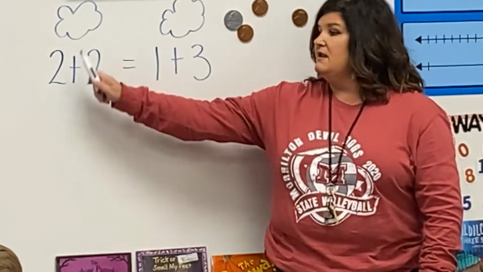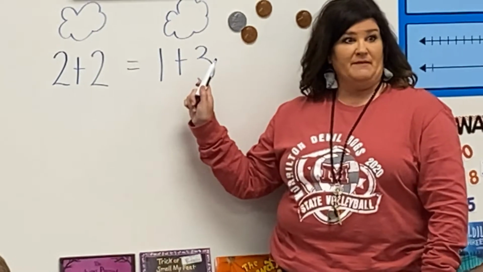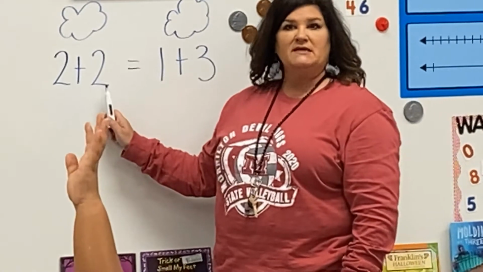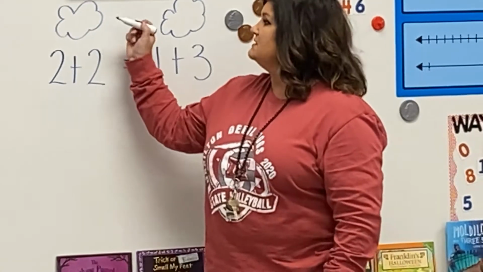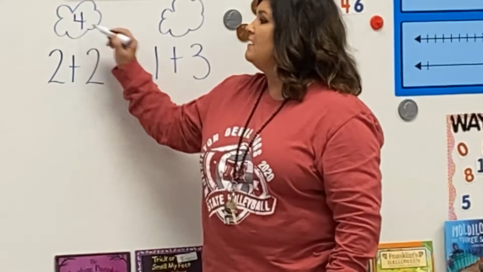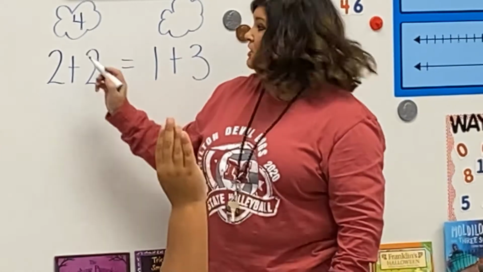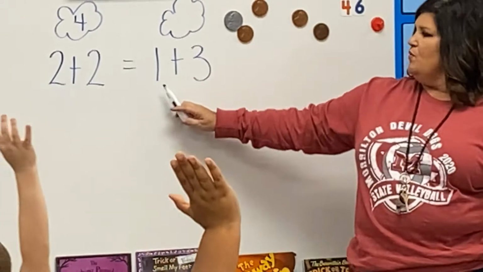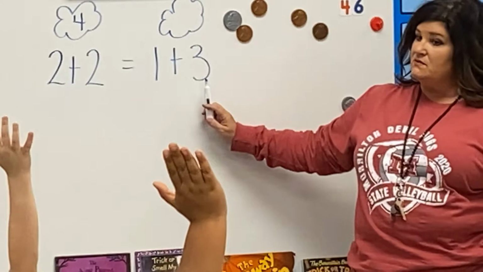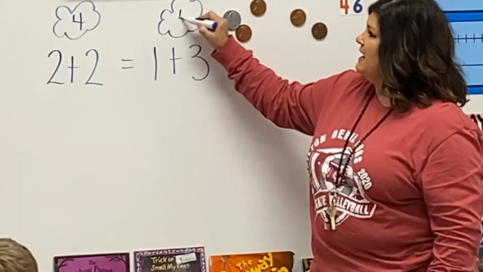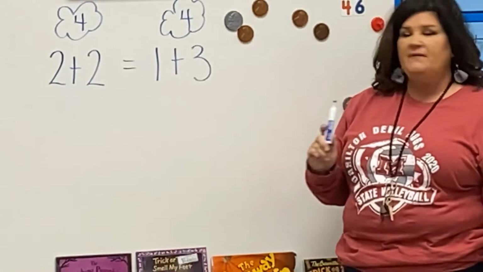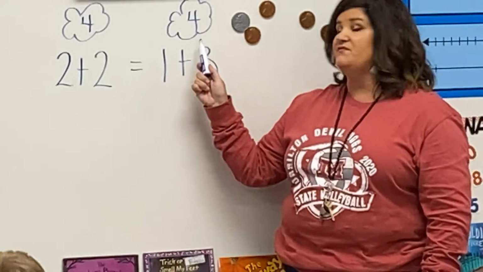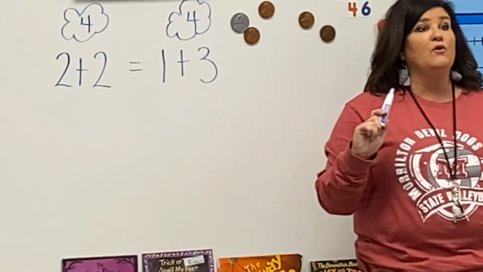We have number problems on both sides, don't we? Somebody raise their hand. Tell me what 2 plus 2 is. Easton. 4. So we can put it up in the little cloud. Or if there isn't a cloud up there, you just put it up above the sign. Let's go on this side. 1 plus 3 is what, Sawyer? 4. Now let's read the problem. You guys ready? 4 is the same amount as 4. Is that true or false?